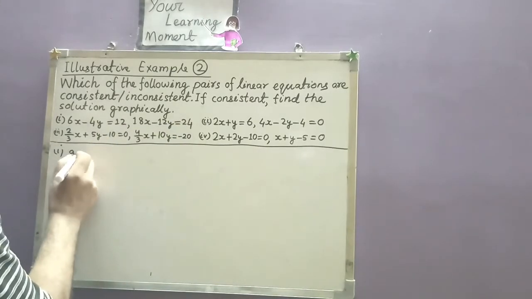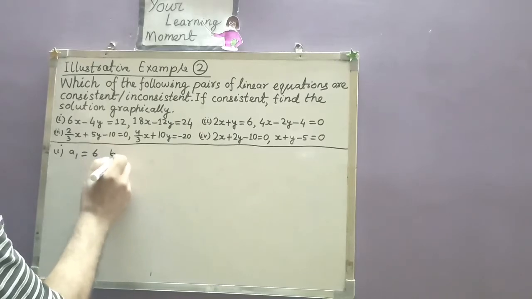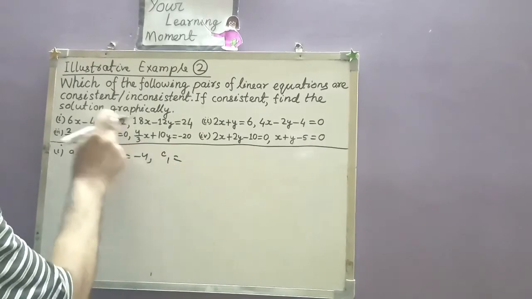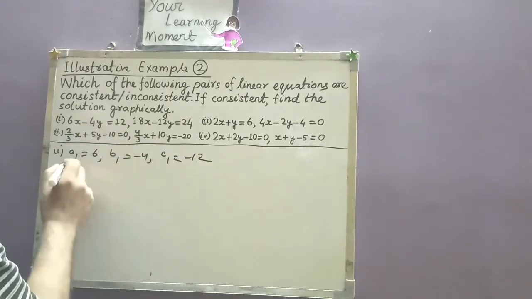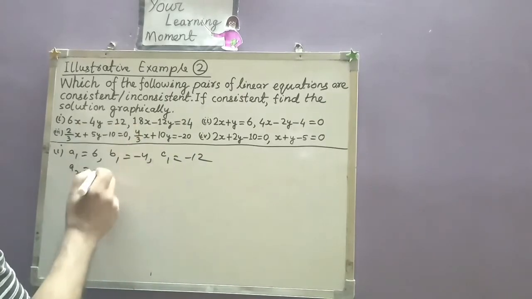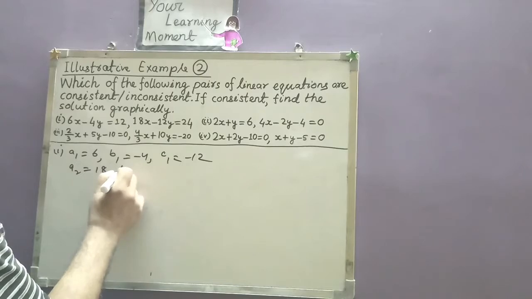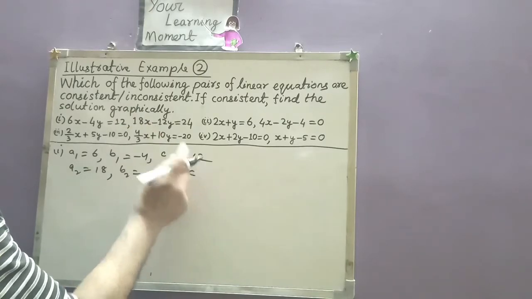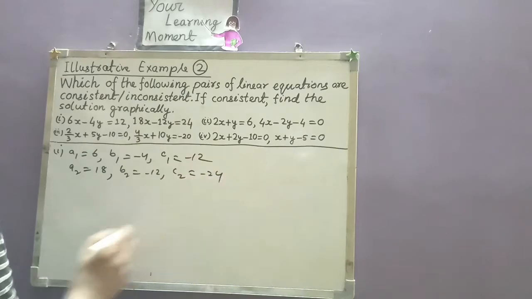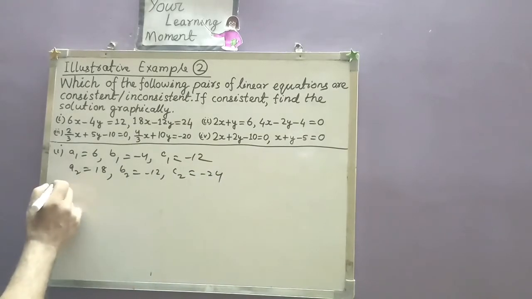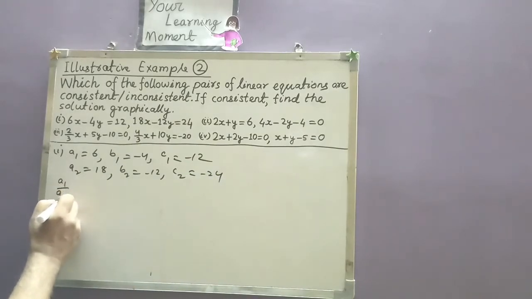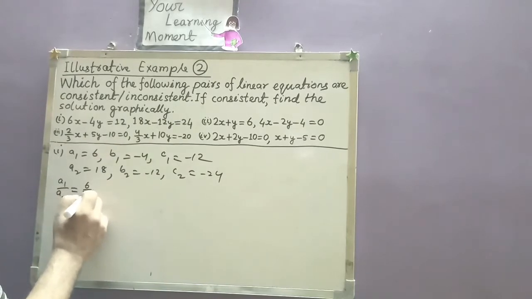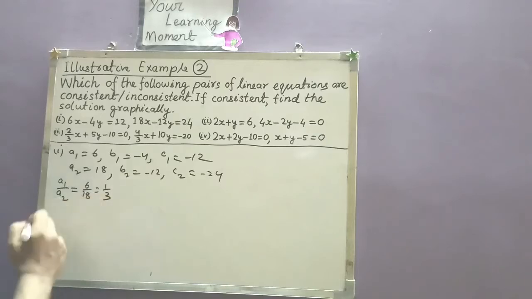So here a1 equal to 6, b1 equal to minus 4, c1 minus 12, then a2 18, b2 minus 12, c2 minus 24. Now find ratios a1 by a2. So 6 by 18, that equal to 1 by 3.